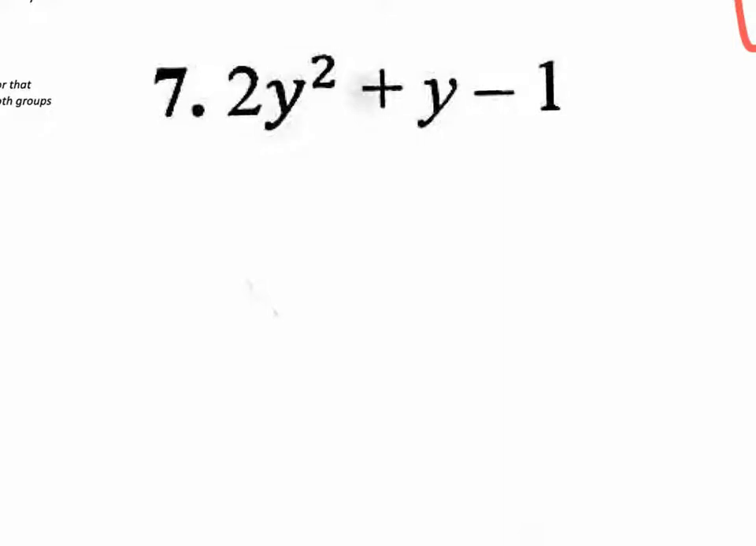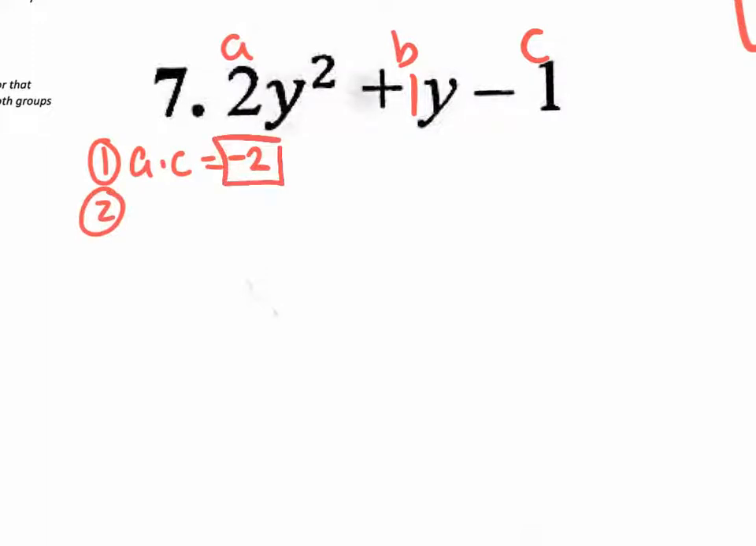So step 1 is to multiply a times c. And a is 2 and c is negative 1. B is positive 1 here. So a times c is negative 2. Step 2, think of the multiples of that number, negative 2, that combine together to give you the middle value, which is b.